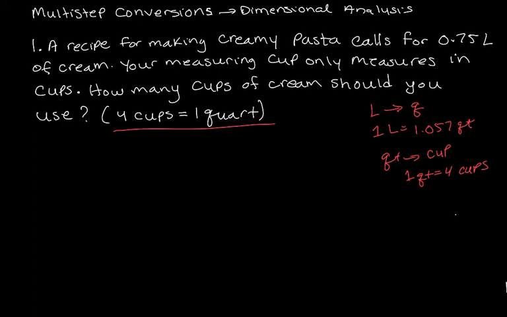Again, in dimensional analysis, we always start with what we're given. So we're given 0.75 liters, and we want to multiply it by our conversion factor. Again, we don't have a direct conversion factor, so we can't do this in one step from liters to cups. So the first step we're going to take is to go from liters to quarts. Since liters is on the top, we put liters on the bottom and our desired unit on top, which is quarts. And we know that for every 1 liter, there's 1.057 quarts.